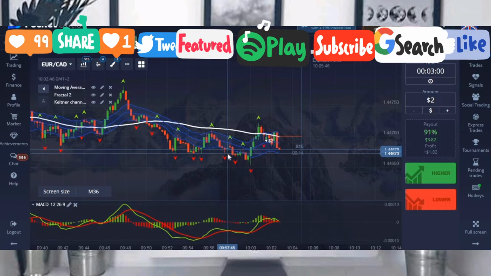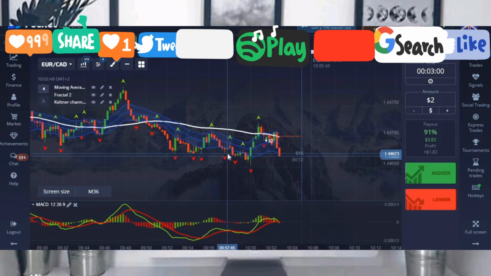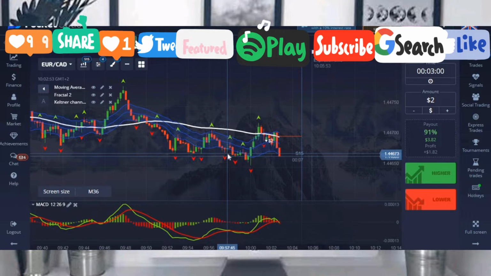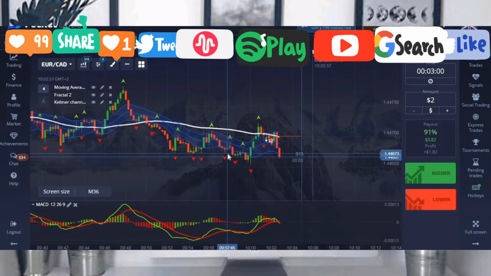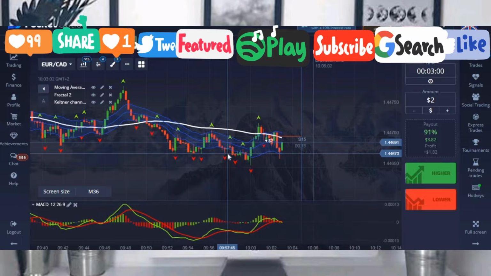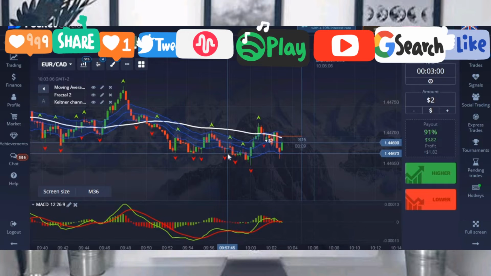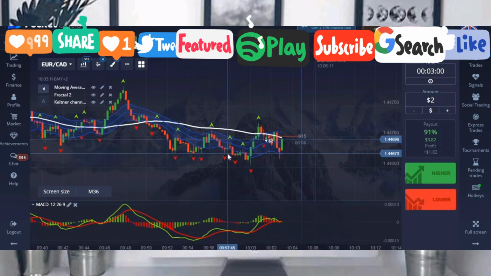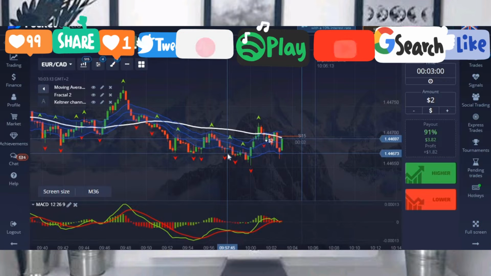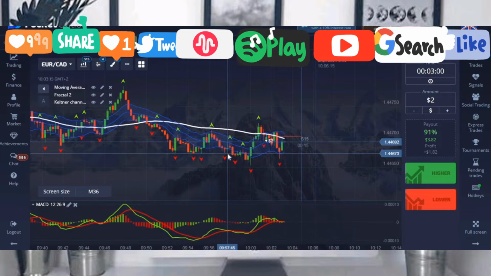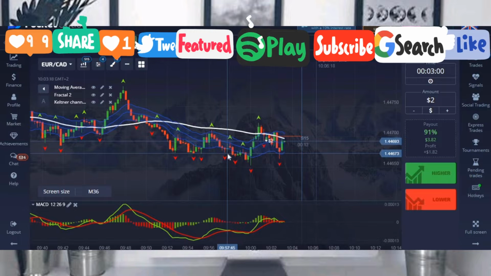For that, you can see we have traded here, and the 200 moving average is giving a signal that the trend should go down. And we have traded here for 3 minutes and $2. We need to wait for the result, and for that we are discussing more things.